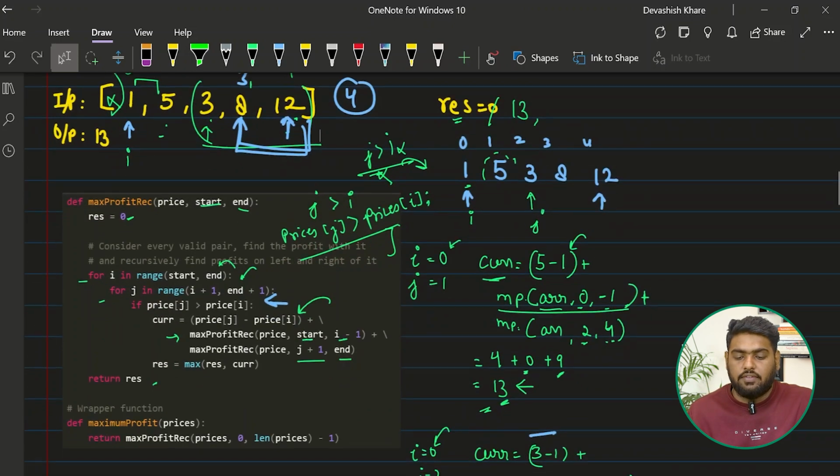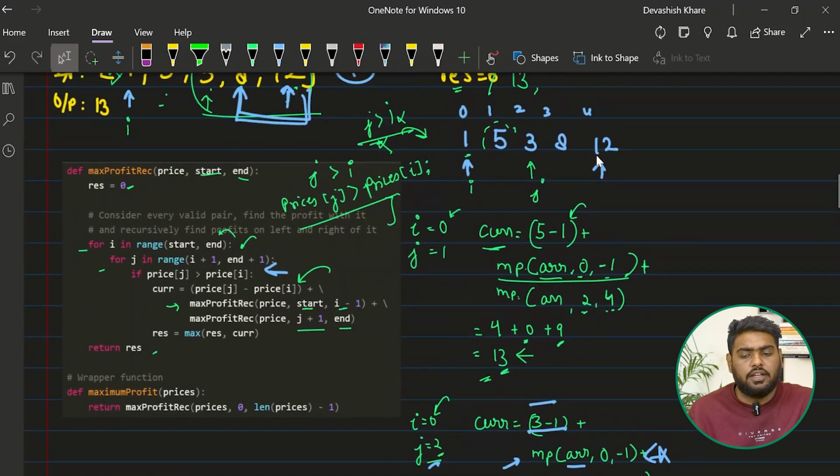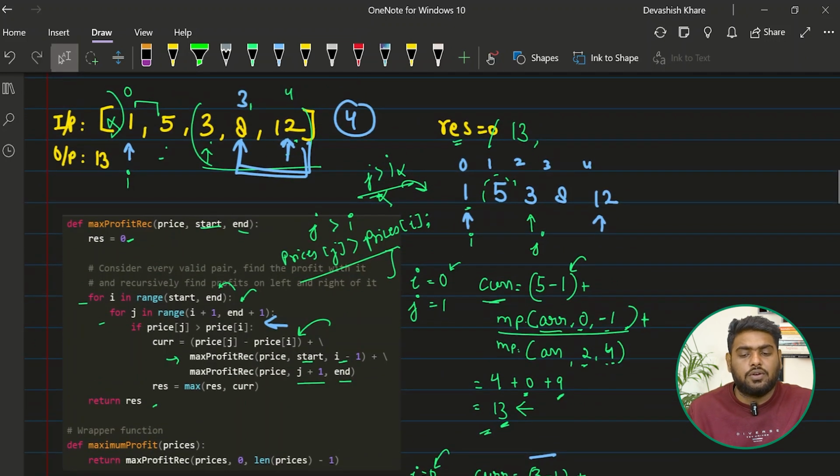That is what we have here. 2 from this one, 0 because this is not valid, and 4 from this. Total comes out to be 6. But is 6 a bigger value than 13? Well, it is not. So that means we are not going to replace it.